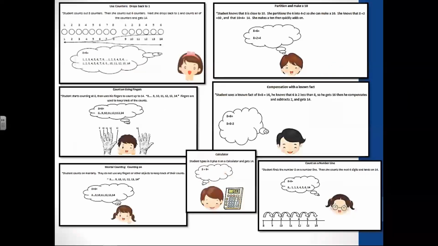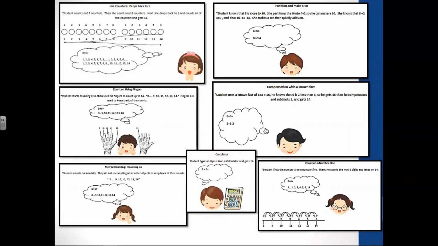So now I'm going to give you about 30 seconds, and I want you to look at these strategies and think, which of these strategies would I consider to be a low-level strategy? Which would I consider to be a mid-level or a transitional strategy? And which of these are going to be a high-level strategy?